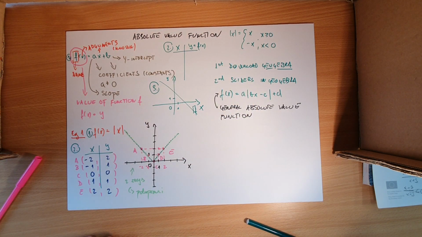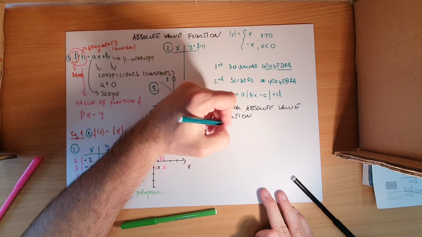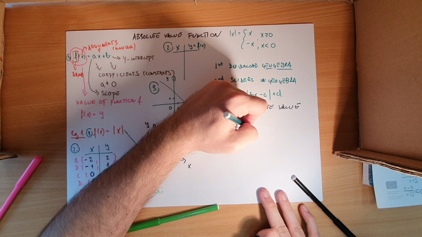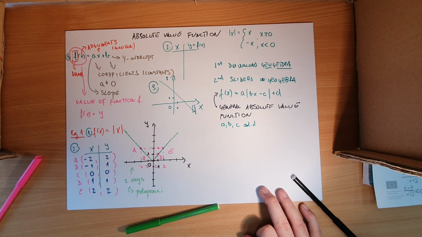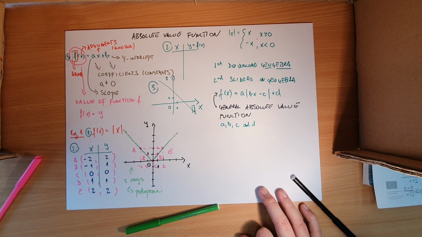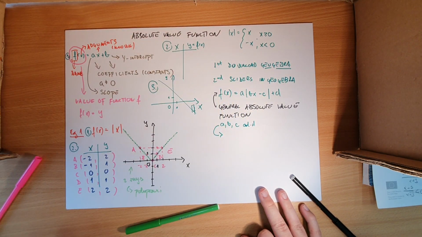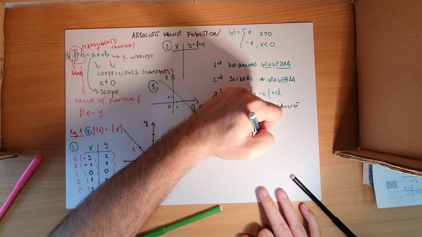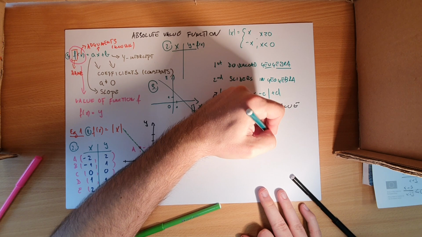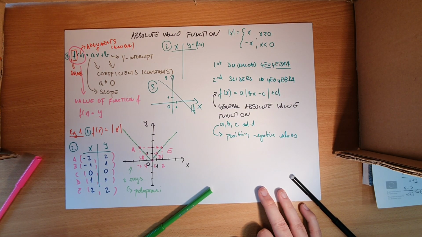Okay, so you will have to see how A, B, C, and D affect the graph of the function. What would I encourage you to do? Try both positive and negative values for A, B, C, and D.